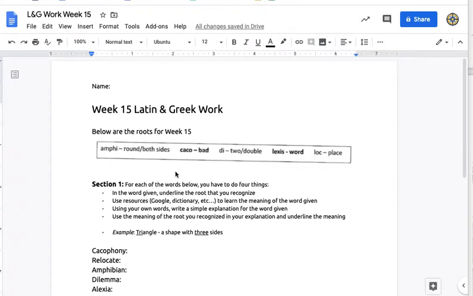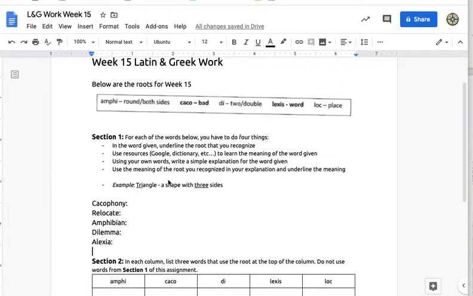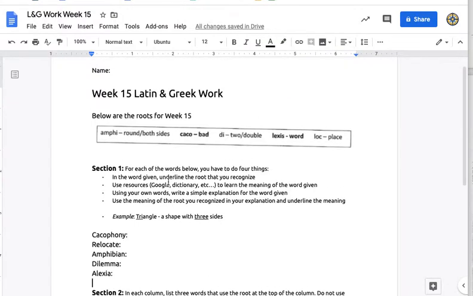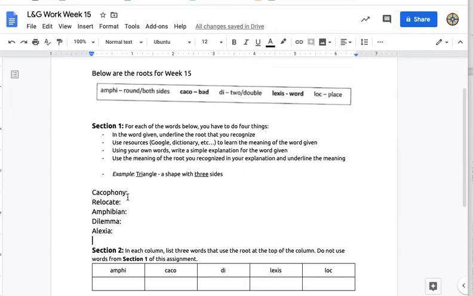All right, so let's get to the work. Like I said, there are several different types of work you have to do. You're going to probably want to create a copy of this document when you get one. The first one is probably the most difficult assignment. It's section 1. For each of these words given below, you're going to do a few different things.